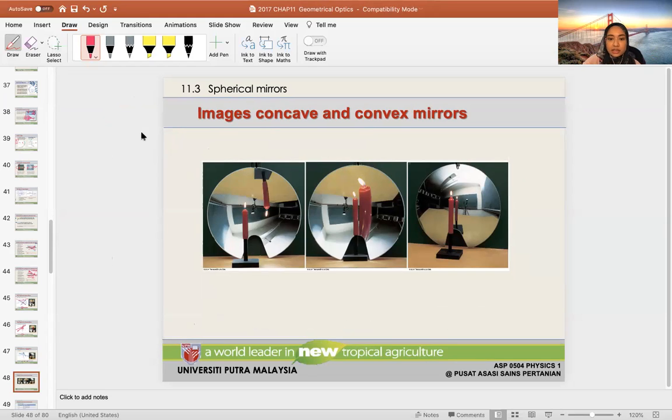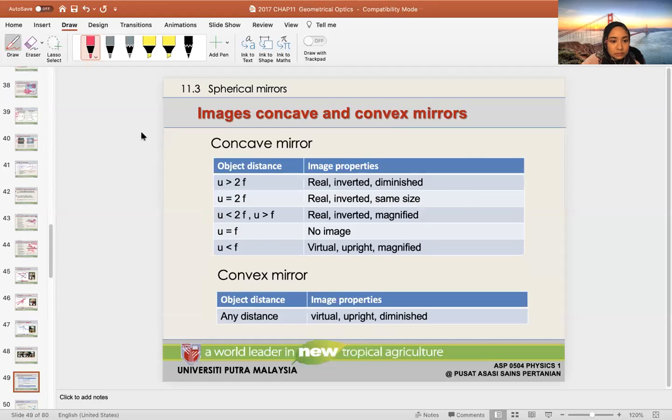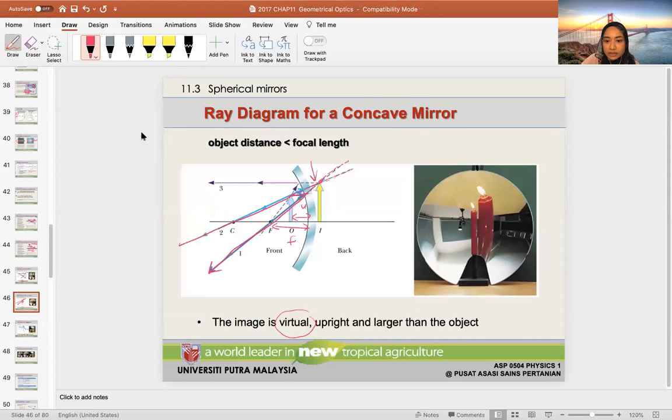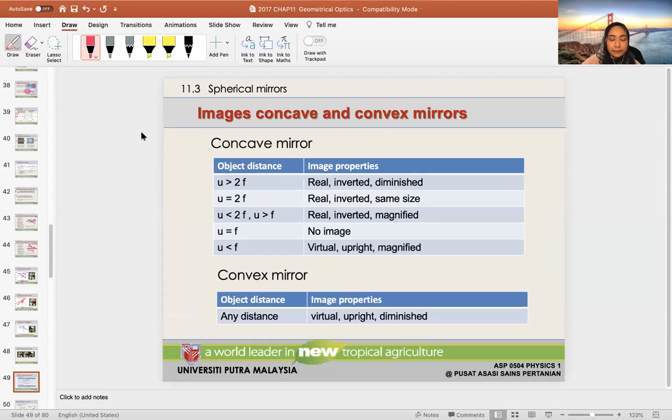Okay, so this is just an example. Wait, why isn't it showing? Oh, it's here. Okay. So convex mirror, any distance, virtual, upright, diminished. For concave mirror, you have to do extra work, draw the ray diagram to find out if it's real or virtual, if it's inverted or upright, or if it's diminished or magnified.